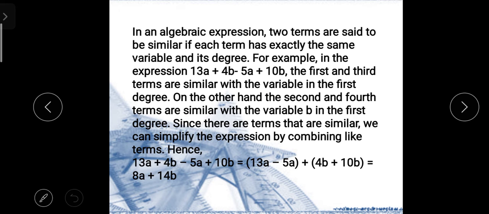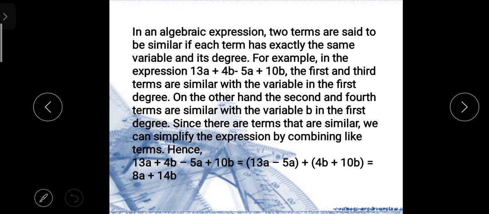For example, in expression 13a plus 4b minus 5a plus 10b, the first and third terms are similar with the variable in the first degree. Since wala siyang number, meron siyang automatic na degree of 1 or naka-raise siya sa exponent na 1. And then, yung second and fourth terms are similar with the variable b, naka-first degree din siya. 4b at yung 10b. So, since there are terms that are similar, we can simplify the expressions by combining like terms. So, ganun po yung ginawa natin kanina.